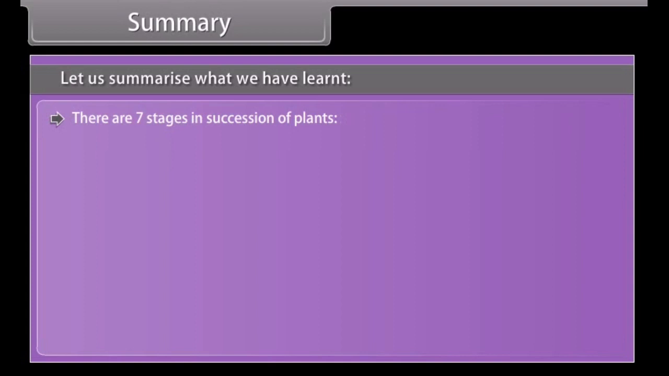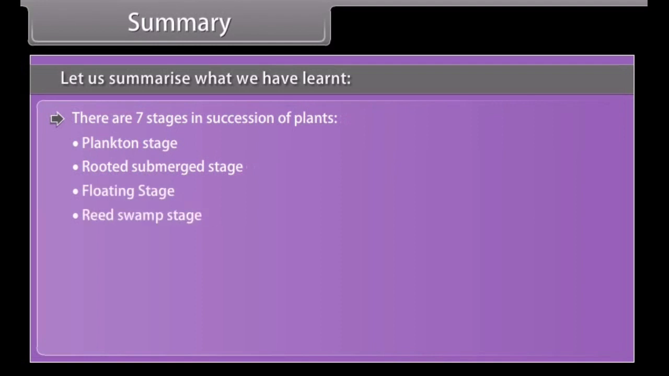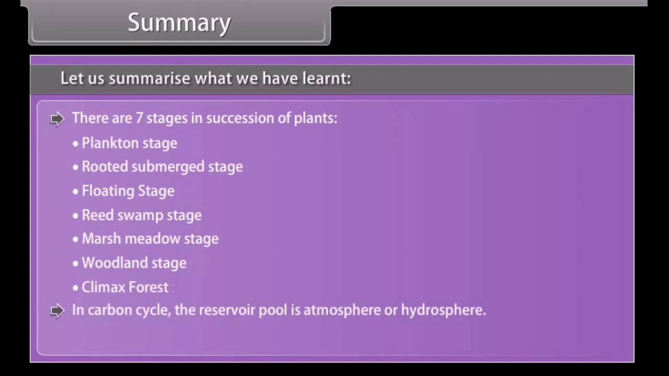There are 7 stages in the succession of plants: plankton stage, rooted submerged stage, floating stage, reed swamp stage, marsh meadow stage, woodland stage, climax forest. In the carbon cycle, the reservoir pool is the atmosphere or hydrosphere. In the phosphorus cycle, the reservoir pool is the lithosphere.